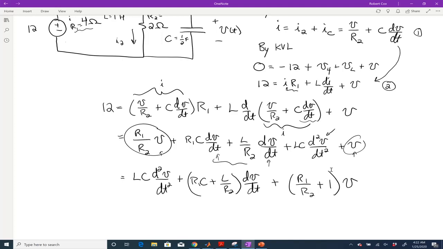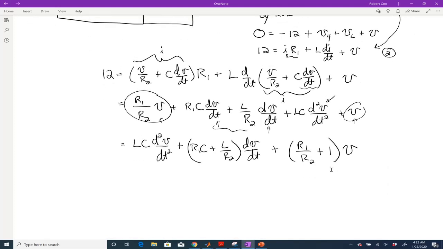At this point, that looks messy, for sure, right? So I want to start plugging in some numbers. So I have to go back. What numbers do I have? L equals 1 Henry. R1 was the 4 ohm resistor. R2 was the 2 ohm resistor. And C was equal to 1/2 a farad.